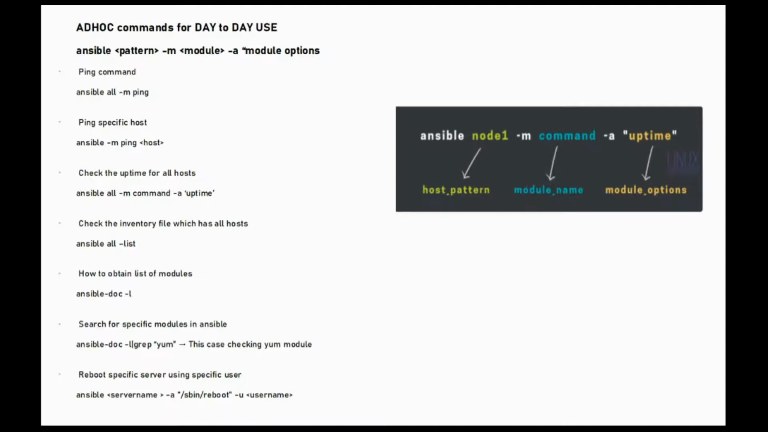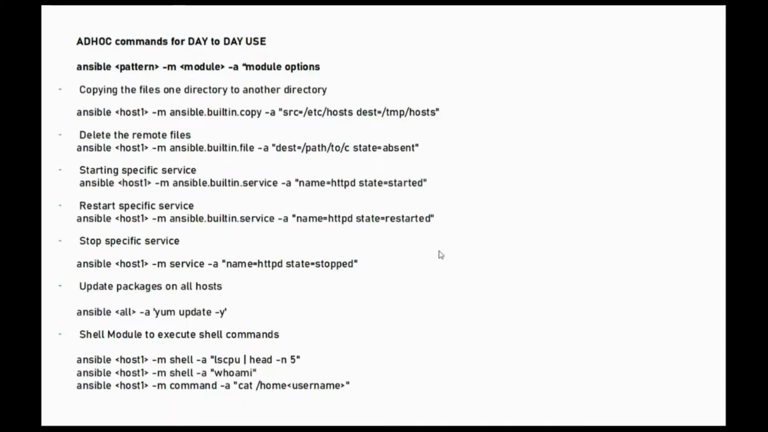Moving to the next slide, here are some of the other commands you need to use in your day-to-day work when dealing with Ansible. If I want to copy a file from one directory to another directory, I can use the command ansible, the host which I want to copy to, -m, the module for copying files, which is Ansible's built-in copy, and -a, again the module options, the source and the destination.